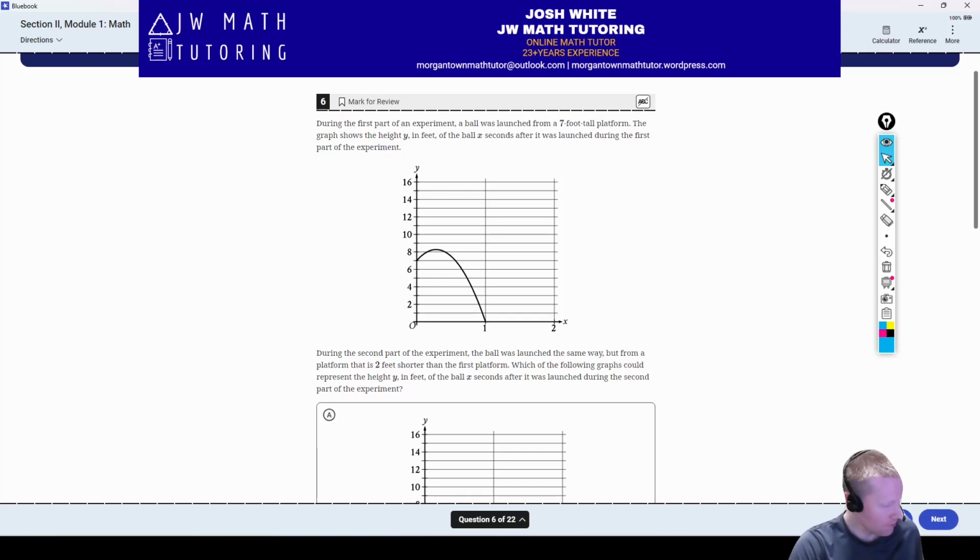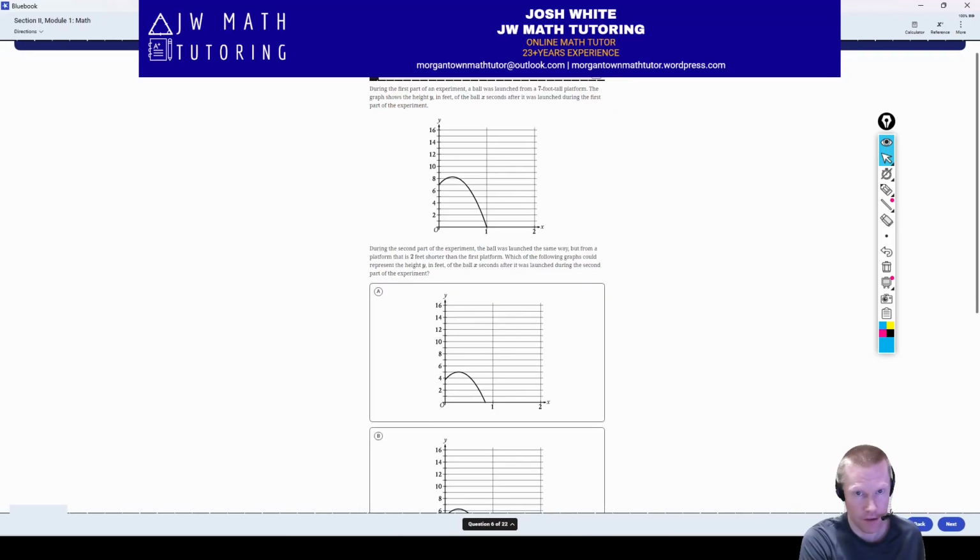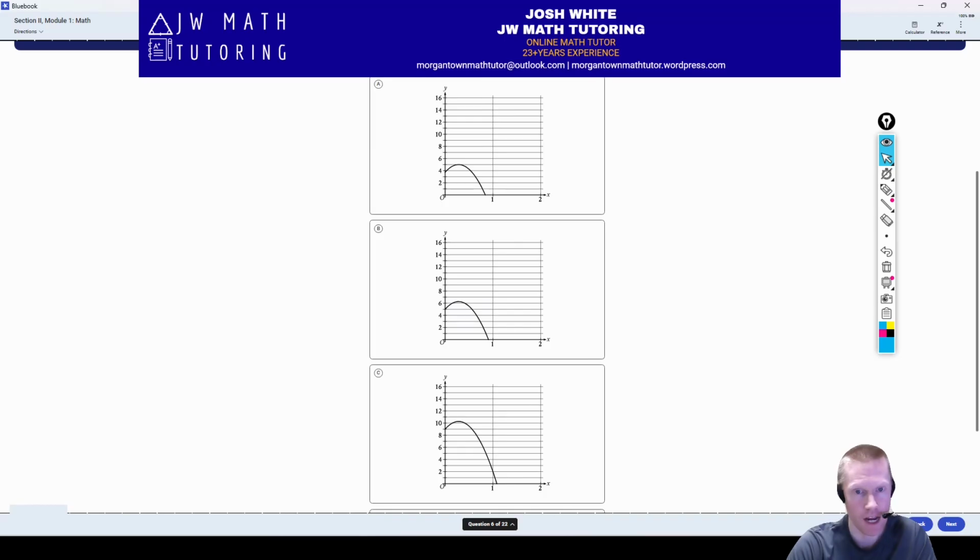Next up for 6, here you have, let me try to zoom out, see if I can get some of the graphs on the screen, at least more than one. This is the graph of this ball being launched from a platform, right? Then it's launched from a platform that's 2 feet shorter than the first one. So that means instead of starting at 7 feet, it's now going to start at 5 feet, because 5 feet is 2 feet shorter than that. So we're looking for the graph where the y-intercept is 5.